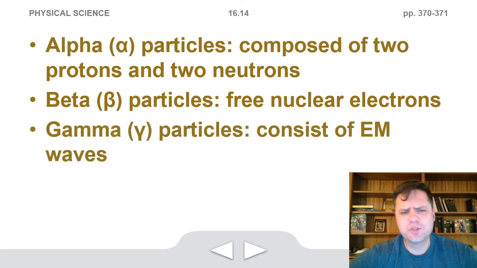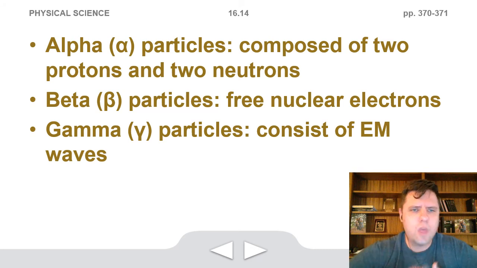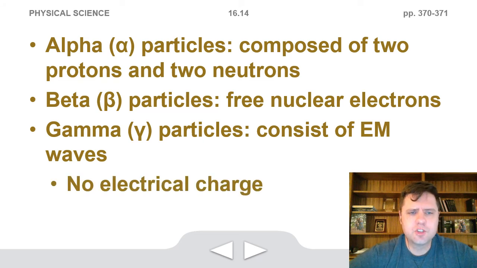And then gamma radiation consists of just electromagnetic waves. So it's not a particle at all, it's just a wave of energy. So we have alpha, beta, and gamma radiation. There is no electrical charge on gamma radiation. So beta have a negative charge, alpha have a +2 charge. Gamma radiation has no electrical charge.